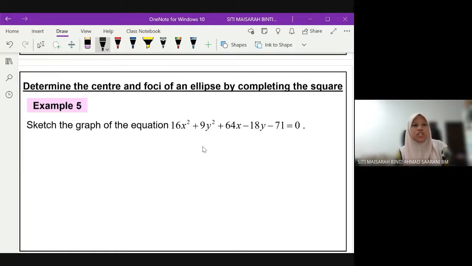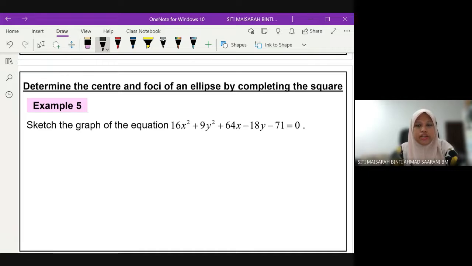Kalau dia suruh cari center dengan fokus, dia mesti bagi equation. Macam dalam circle, biasanya dia bagi general equation of circle. Dan ini dia akan bagi equation ellipse. Ini bentuk yang dah di-expand. So daripada ini kita kena buat completing square, dapatkan bentuk equation yang standard, iaitu x tolak h square over a square plus y minus k square over b square equals to 1. Dia mesti dapat macam tu.